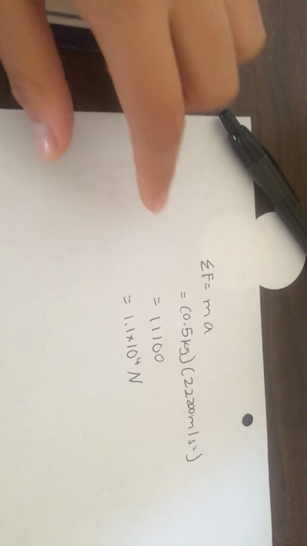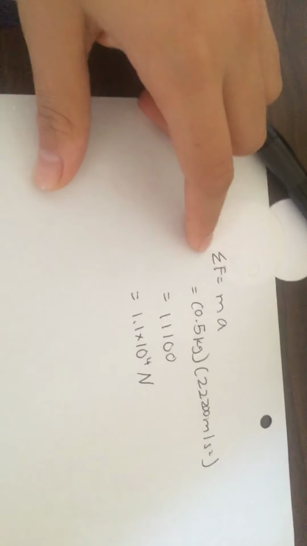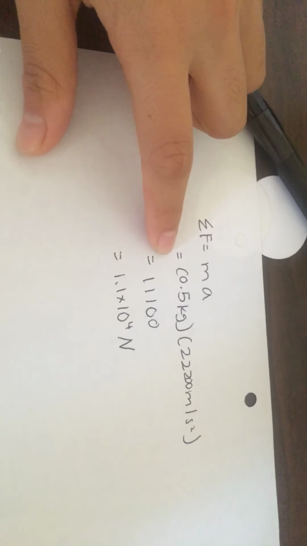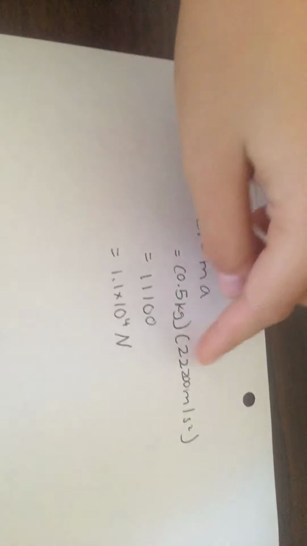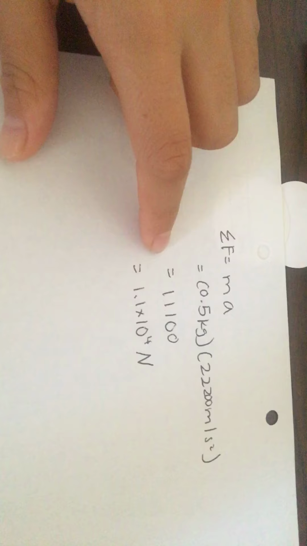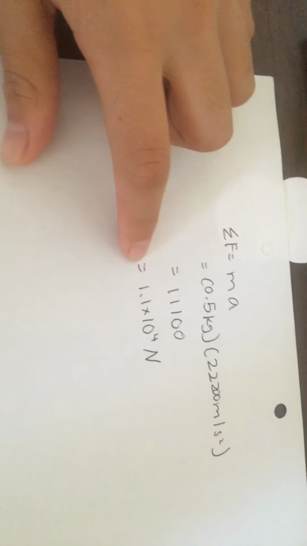So with this information, we can finally solve for the average force that was exerted on the ball by the force equals mass times acceleration equation. And the mass was given in the problem, which is 0.5 kilograms. And then the acceleration we solved for, if you multiply that, you would get 1.1 times 10 to the 4th newtons.